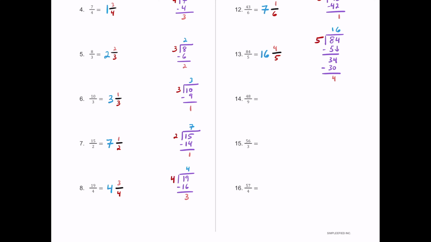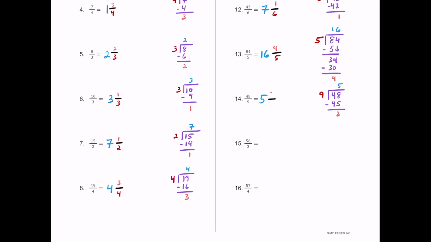For number 14, we have 48 ninths. So we'll take 48, let's split that into 9 equal pieces. 9 times 5 is going to be 45. That's as close as we're going to be able to get. And if we subtract here, notice that we're going to get a remainder of 3. Okay, so we're going to get 5 and 3 ninths. Notice how that 9 is going to be the same denominator we had earlier. So it's going to be 5 and 3 ninths.